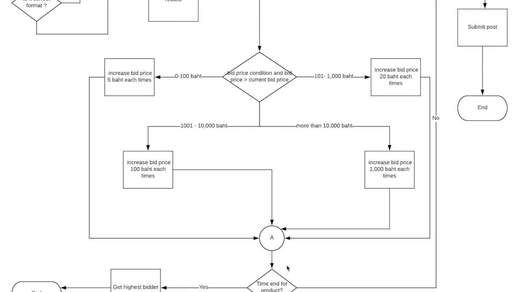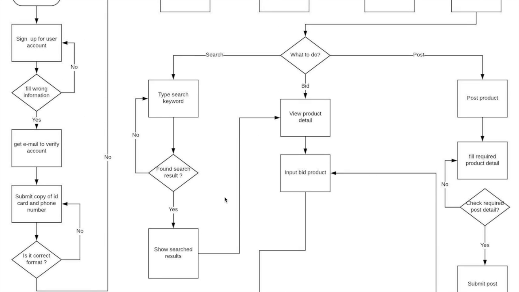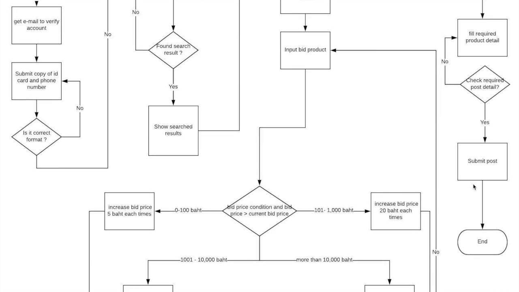And then the condition will check the end time for the product. If yes, they will get the highest bidder and end the bid process. And let's go back to the post process. If the user comes to the Facebook group to post a product, then they have to fill in the required product details, and the system will check whether the required post details are complete or not. If yes, they just submit the post and then end.